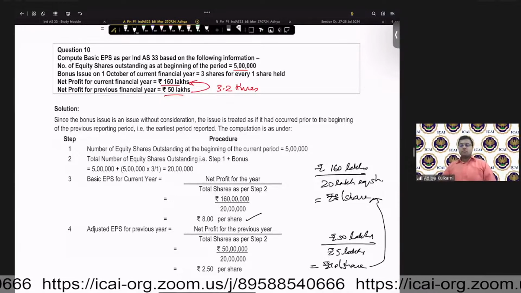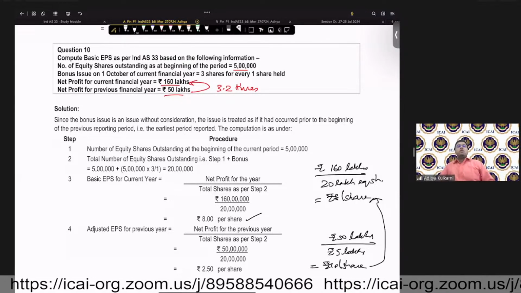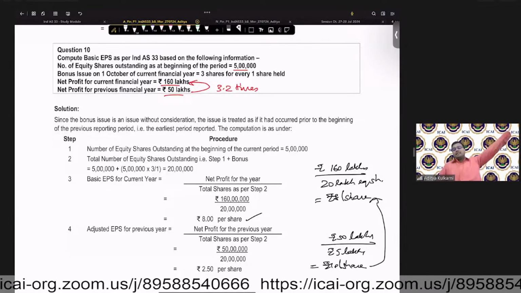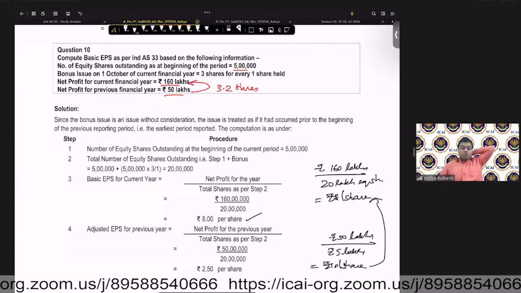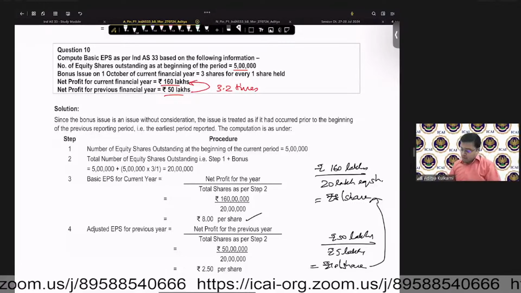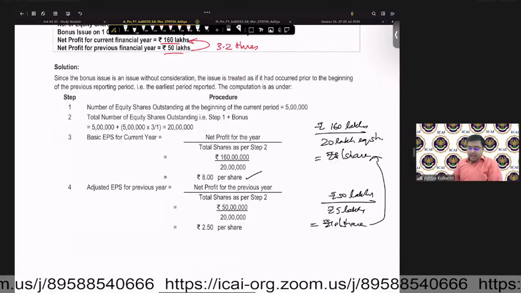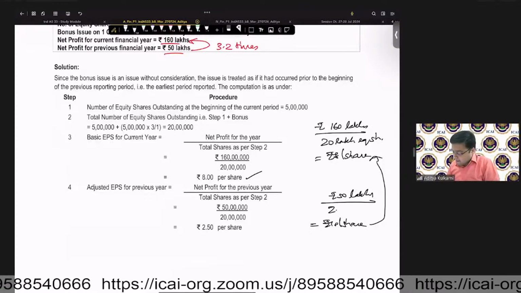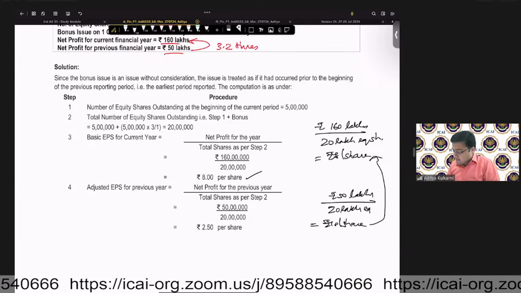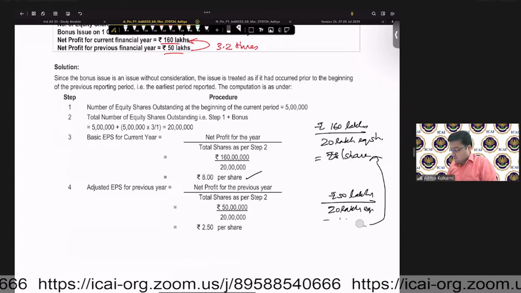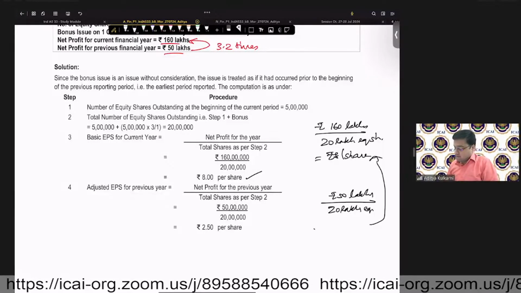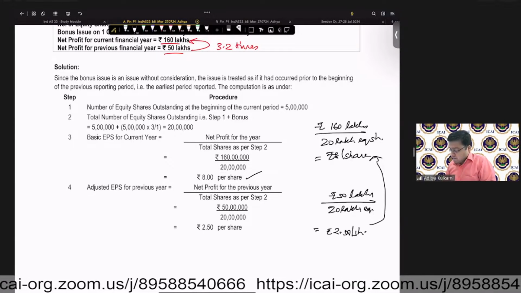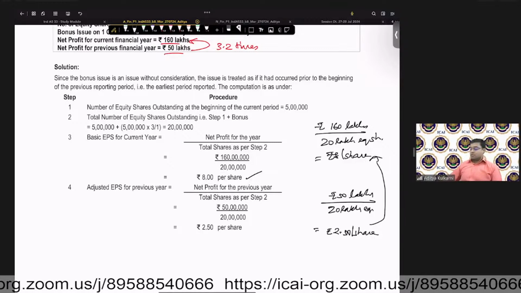So this has reduced because you have a bonus issue in the current period. So what are you going to do? You are going to restate last year's EPS also, because they have to be truly comparable. Okay. So if that is the case, then we will have 50 lakh divided by 20 lakh equity shares. So that comes to rupees 2.50 per share.